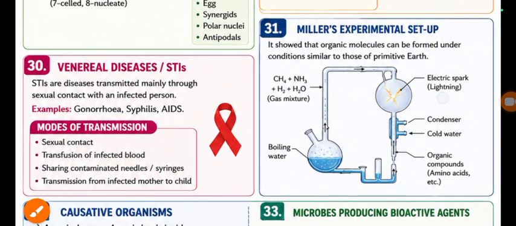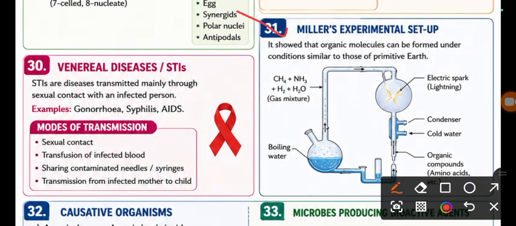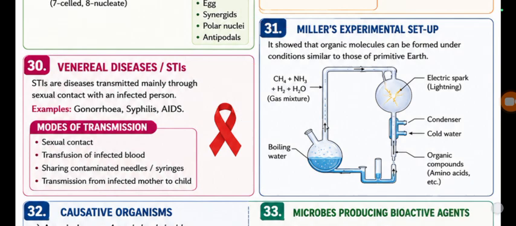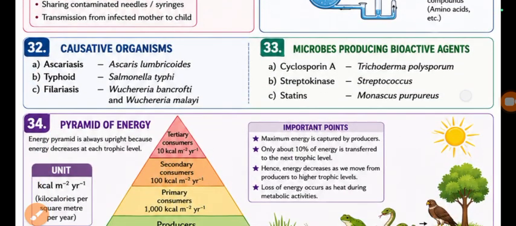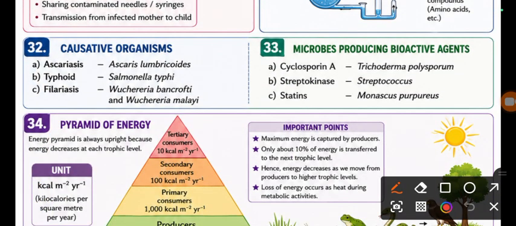Then we have 31st question, diagram of Stanley Miller experiment that supports chemical evolution. So this diagram is very important. If you practice, definitely it's a very important question. Then we have 32nd question, causative organism for Ascaris. It is Ascaris lumbricoides, typhoid Salmonella typhi, filariasis, Wuchereria bancrofti or Wuchereria malayi.